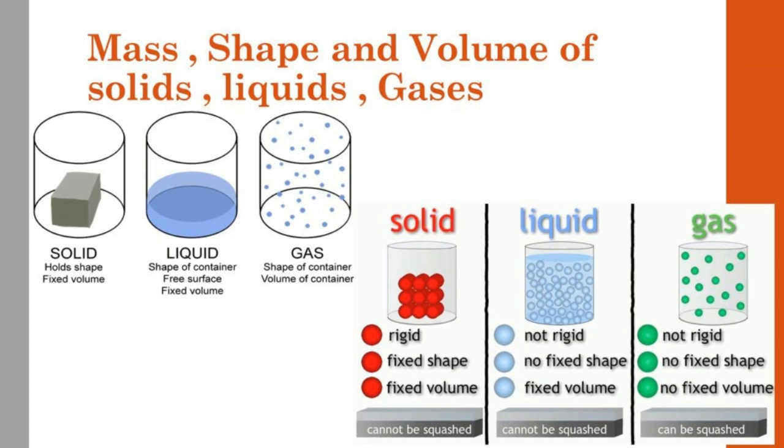What about in gases? Gases have neither a definite shape nor a definite volume. The space between gas particles is greatest. Particles are very loosely packed and arranged. So they take the volume of the container. So solid holds its own shape and its volume is fixed. And liquid, it takes the shape of the container and it has a fixed volume. But gas takes the shape and the volume of the container.